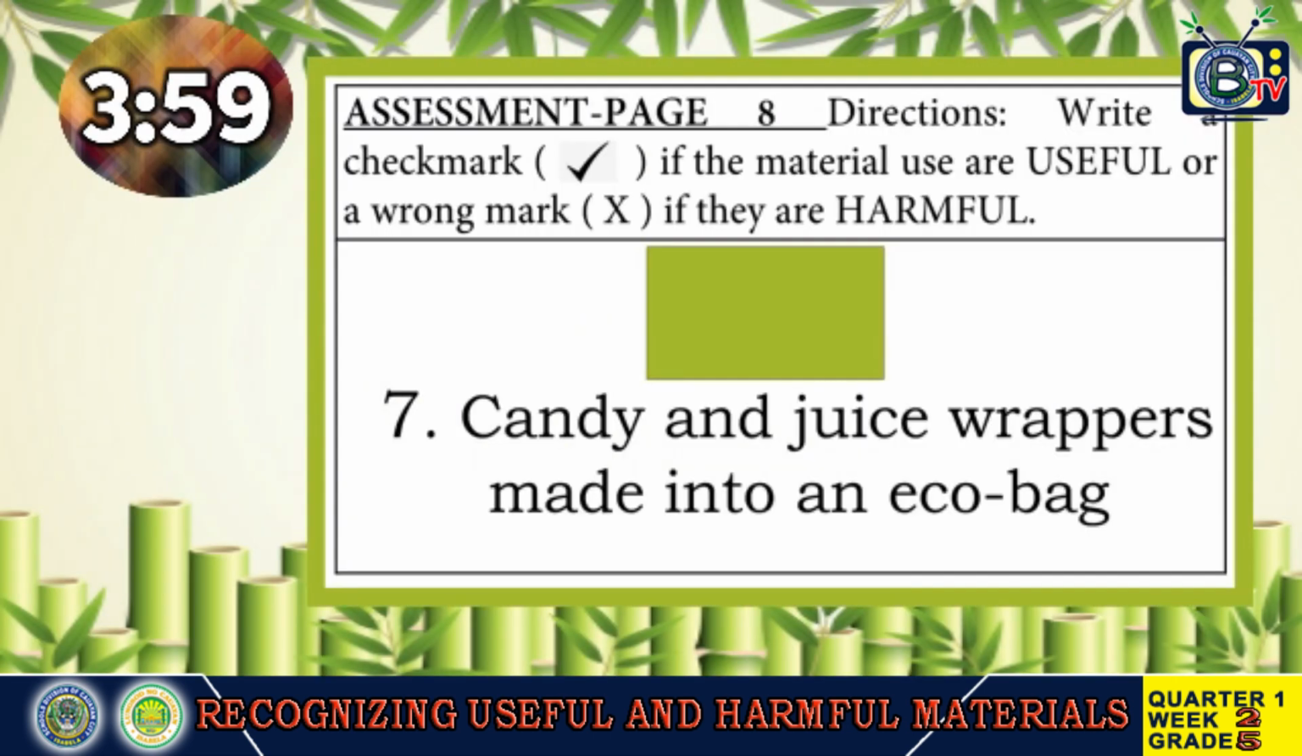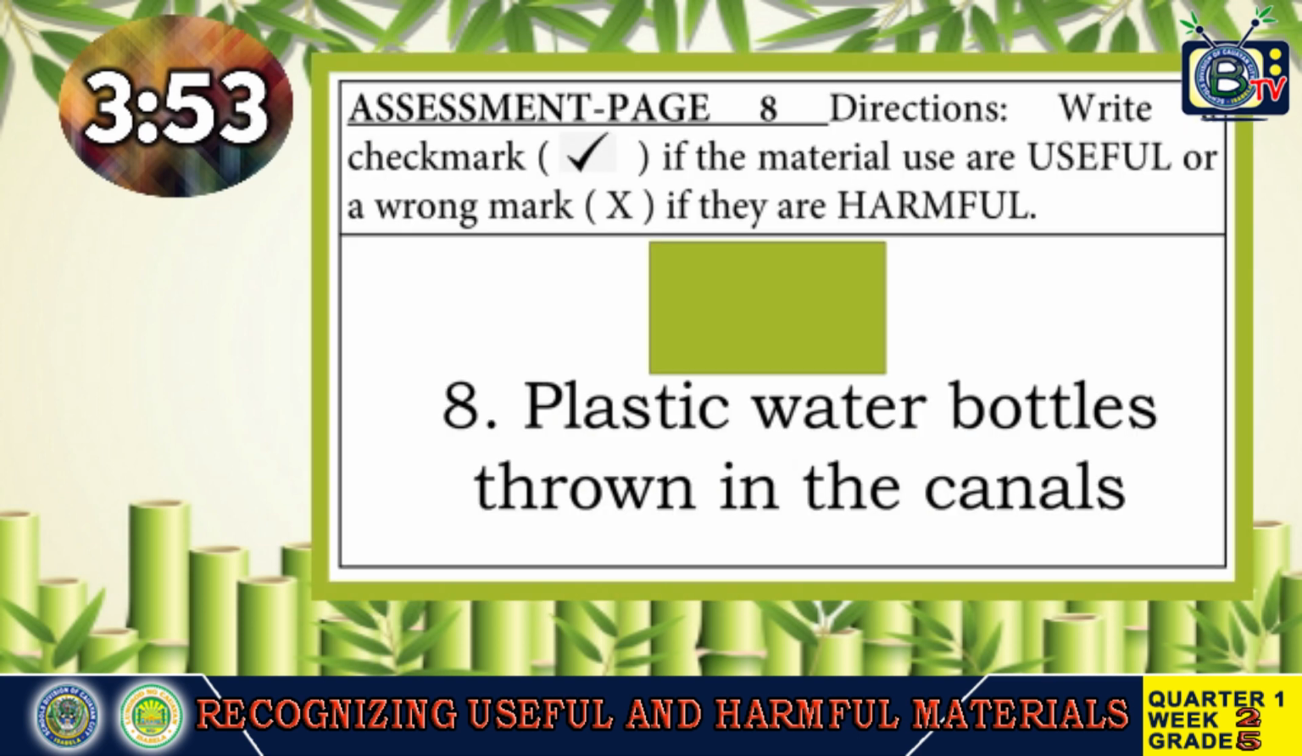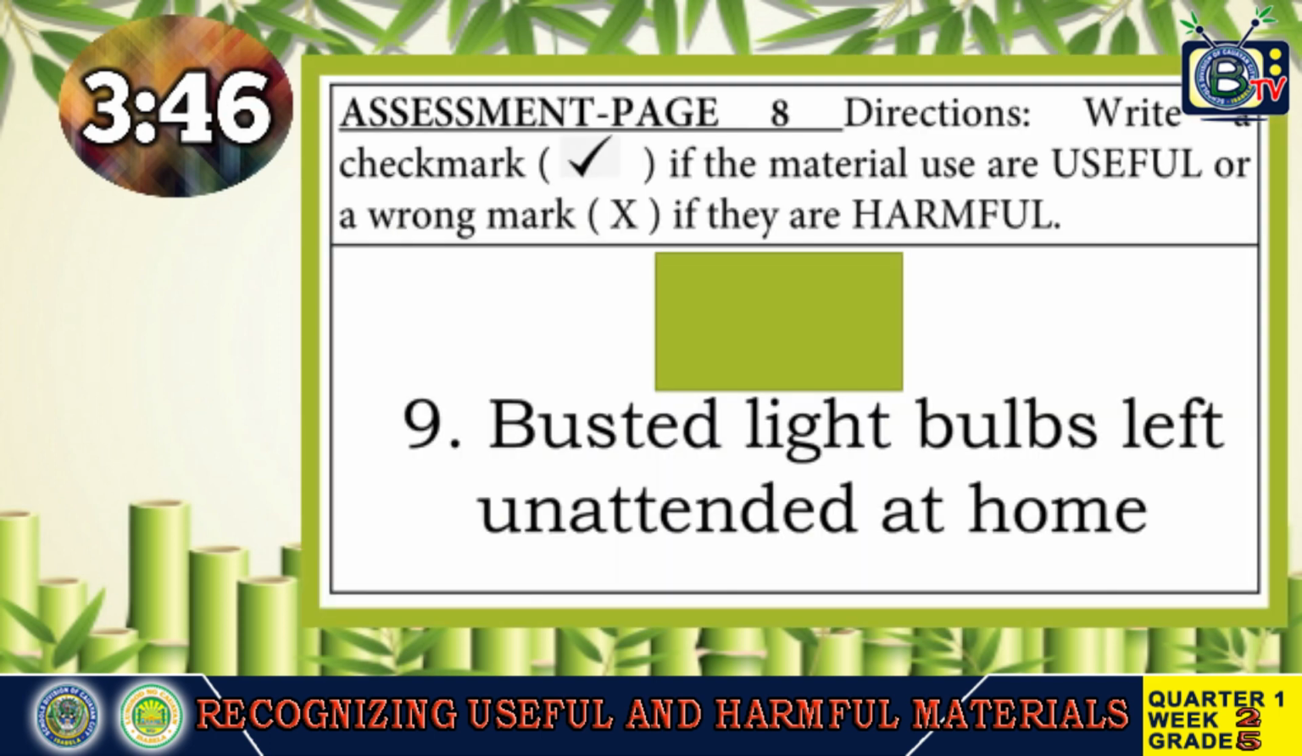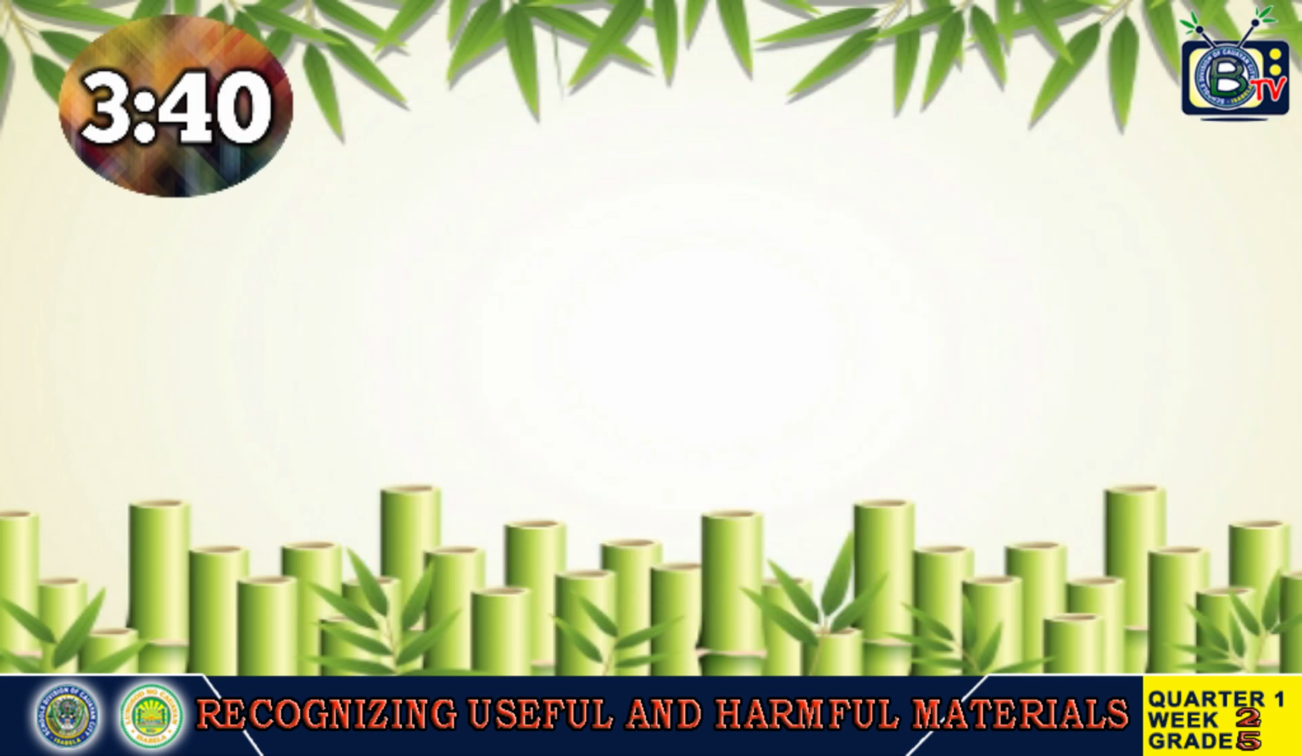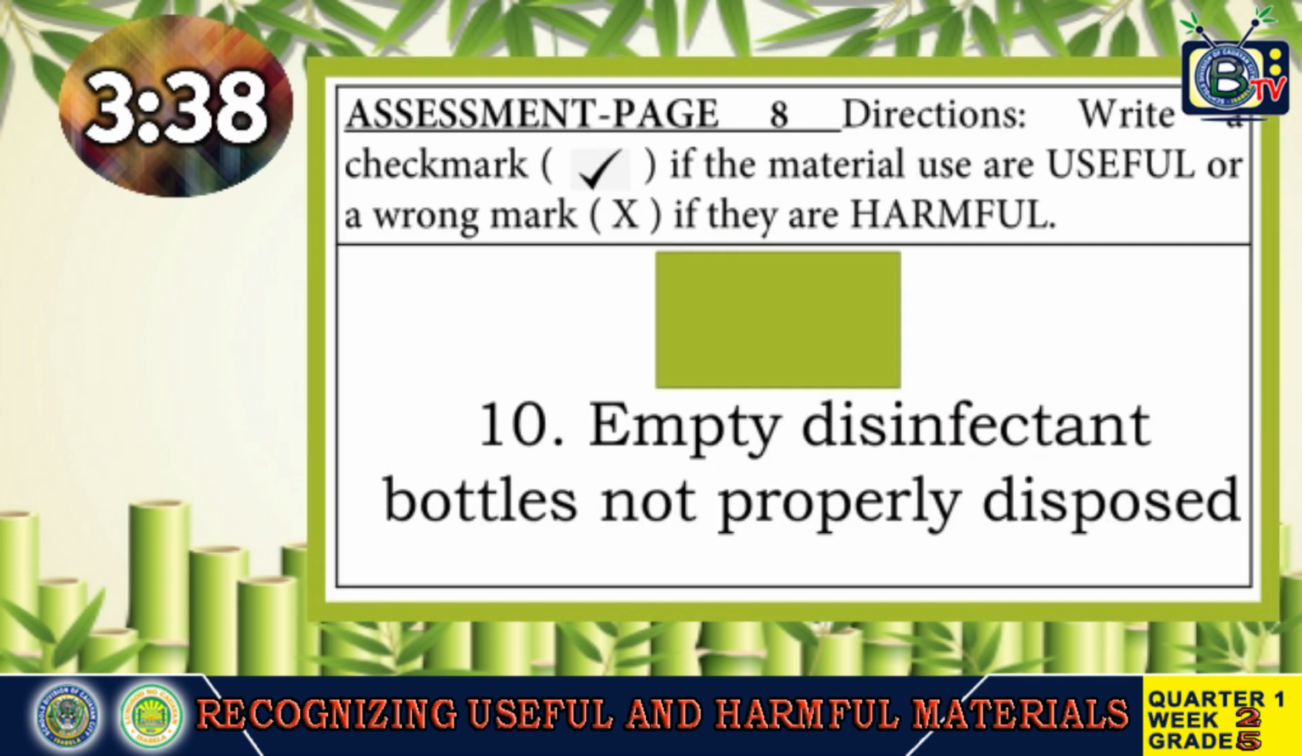Number 7. Candy and juice wrappers made into an eco bag. Number 8, plastic water bottles thrown into the canals. Number 9, busted light bulbs left unattended at home. And number 10, empty disinfectant bottles not properly disposed.